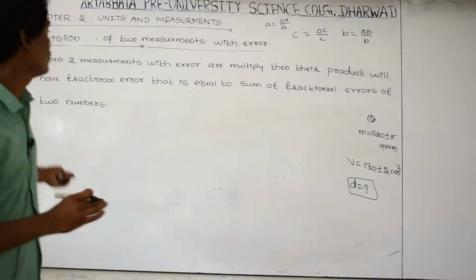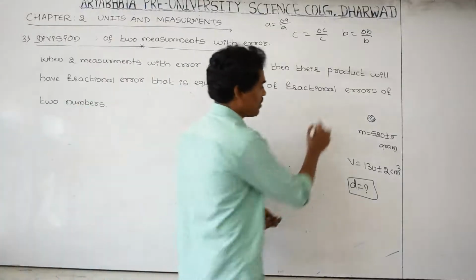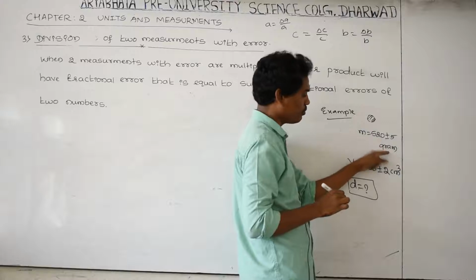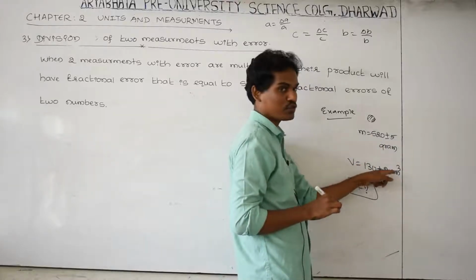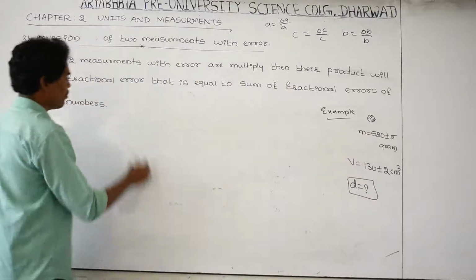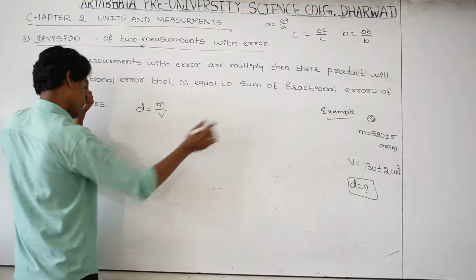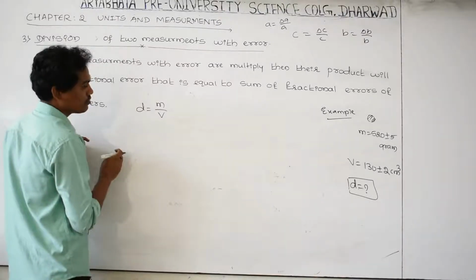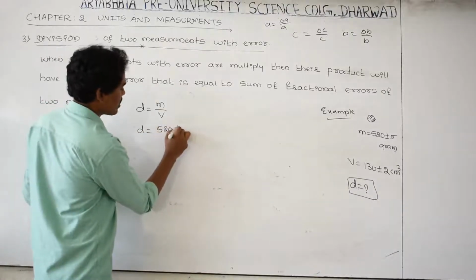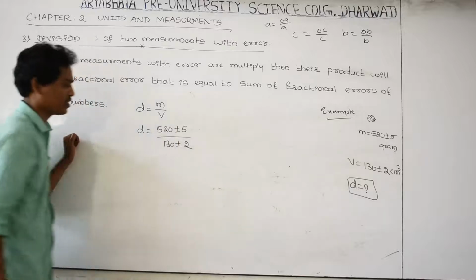And next we can study the division of two measurements which have errors. Let us take an example. This is one object, its mass is this much grams, and its volume is equal to 130 plus or minus 2 centimeter cube. What is the density of this object? That is what we need to find out. As you know very well, density is equal to mass divided by volume, so D is equal to, what is M? 520 plus or minus 5 divided by 130 plus or minus 2. This is what has been given.